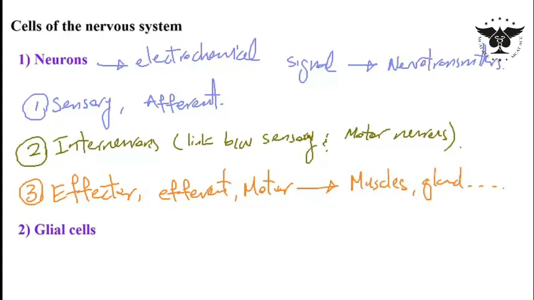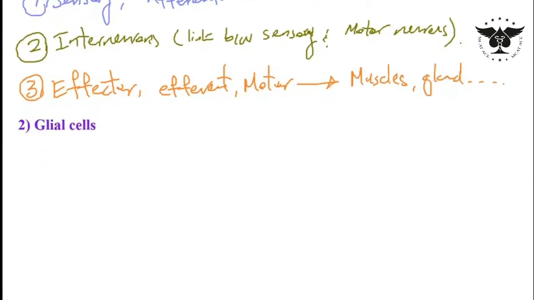Alright, now the second type of cells in the nervous system are glial cells, and basically the function of glial cells is to support neurons. They will provide supporting framework, they would remove waste products, they would provide nutrients, and they would defend against infections. So basically they would support neurons in multiple different ways. And so let's go over different types of glial cells that we have.